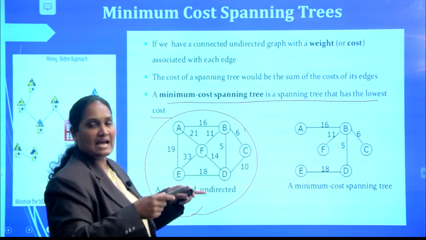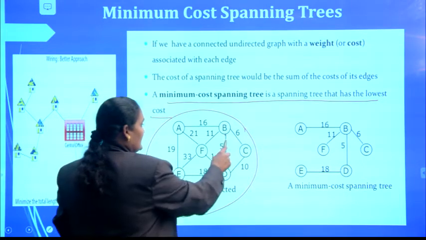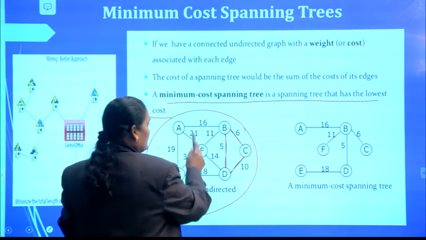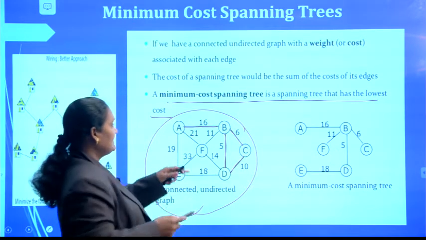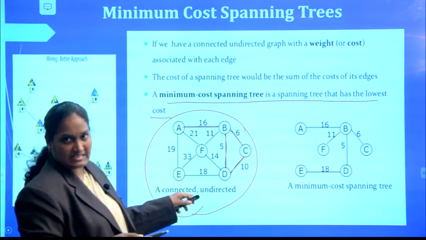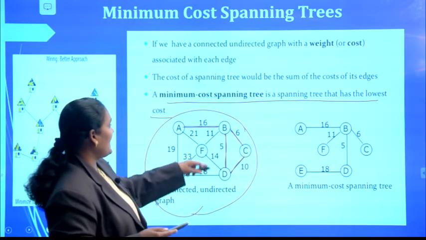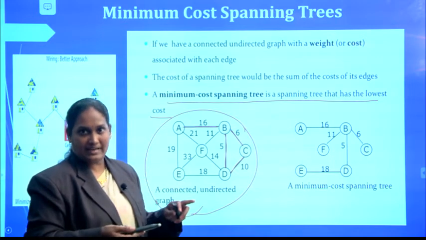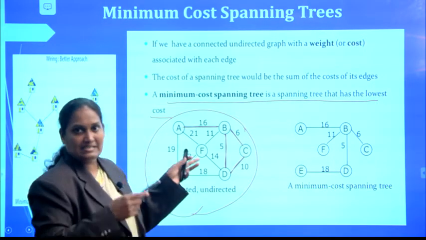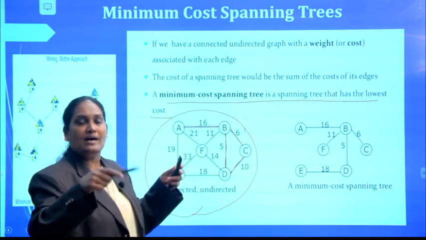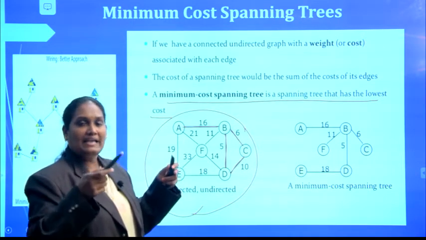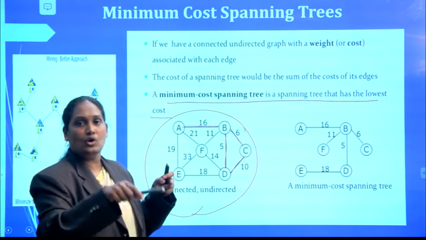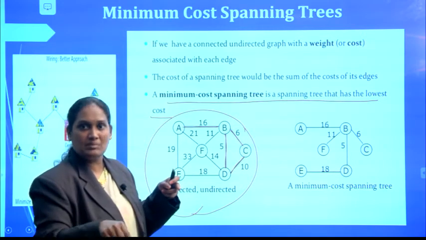Each edge is having a weight. This edge is having a weight 5, this edge is having a weight 6, this edge is having a weight 10, this edge is having a weight 16. Like that, each edge is having some weights. If you take the spanning trees for this graph, we will get a lot of spanning trees. Out of all those spanning trees, by adding the weights of edges, which spanning tree is having low cost, that is to be called as minimum cost spanning tree.